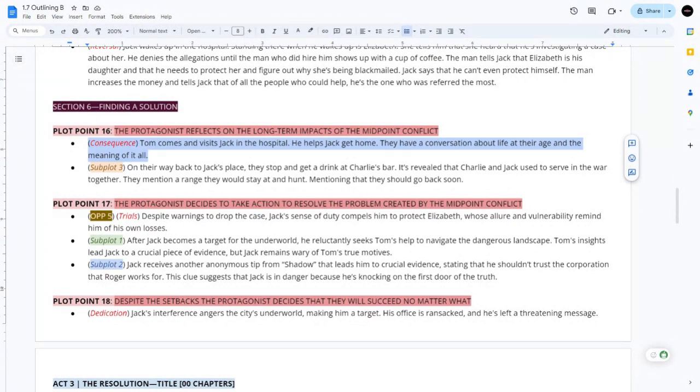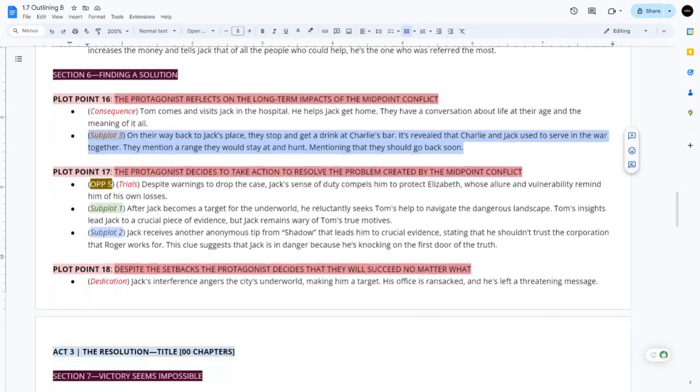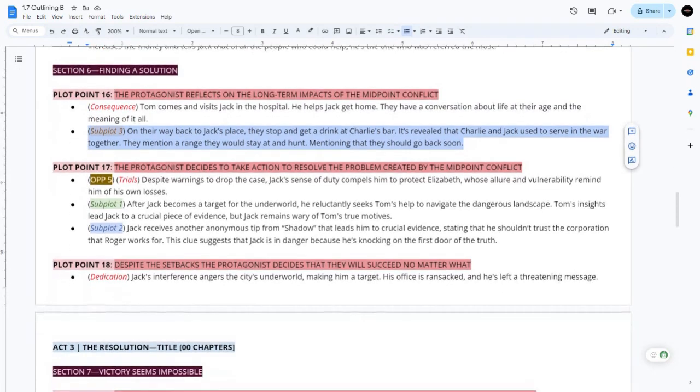All right, we get Charlie again. On their way back to Jack's place, they stop and get a drink at Charlie's bar. It's revealed that Charlie and Jack used to serve in the war together. They mention a ranch they would stay at and hunt, mentioning that they should go back soon. Now I'm seeding that because that comes up later, the ranch.